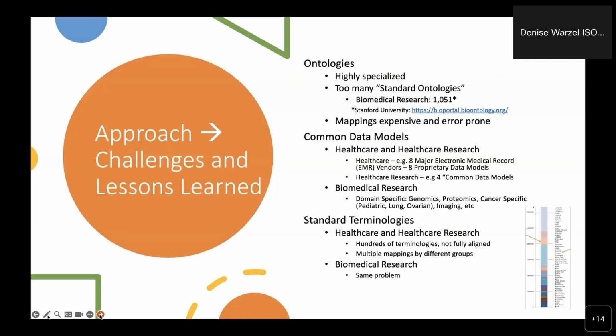The other problem was that the excitement over ontologies has now resulted in over 1,051 ontologies that are now published by Stanford University in something called the BioPortal.